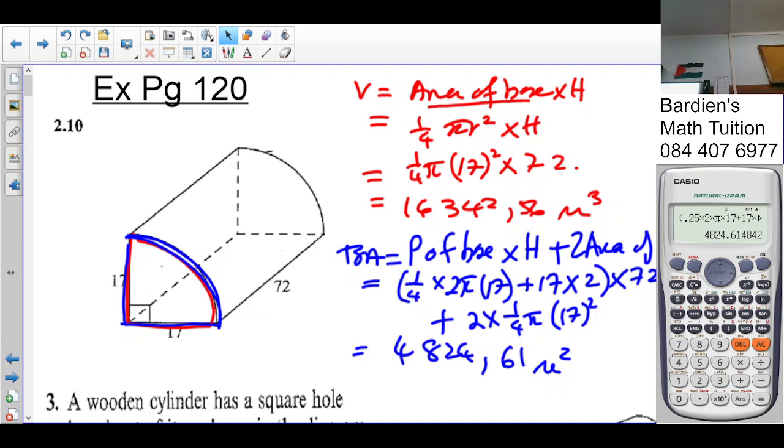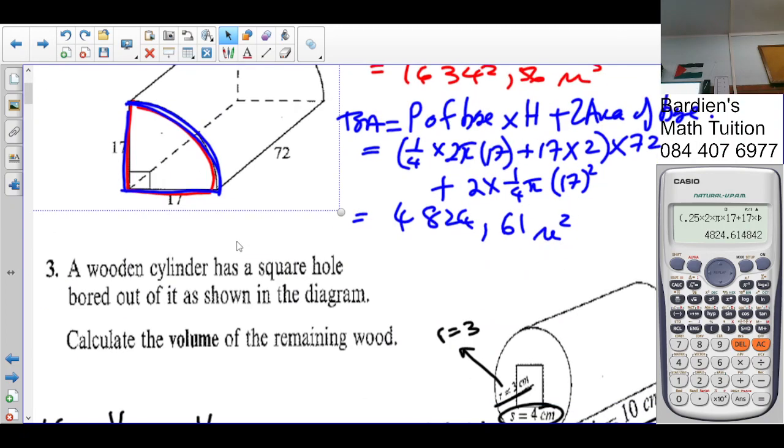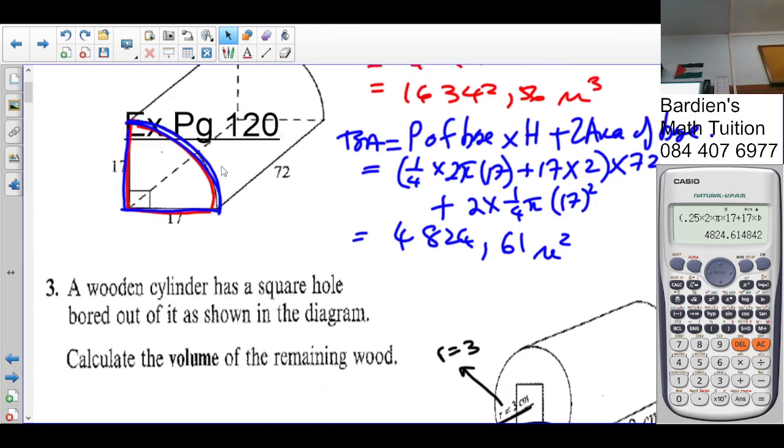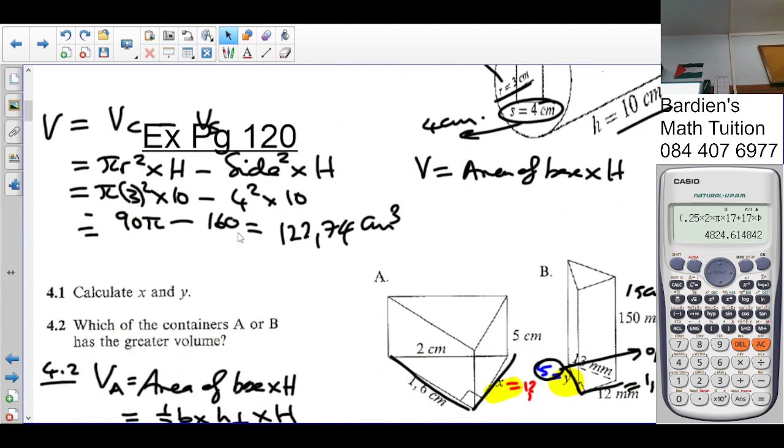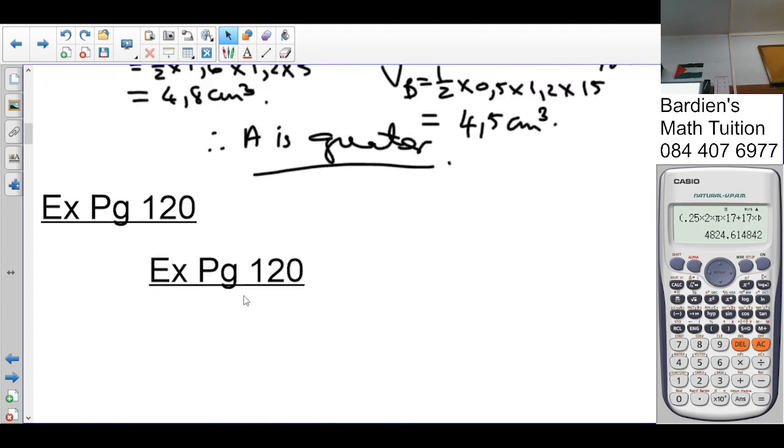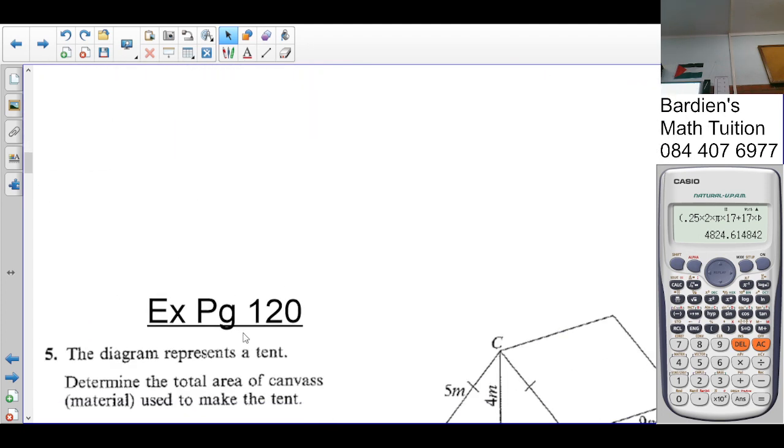Okay. Any mistake that you guys made here? Got this one right? We did number 3 yesterday. We did number 4. You see number 5, yes?